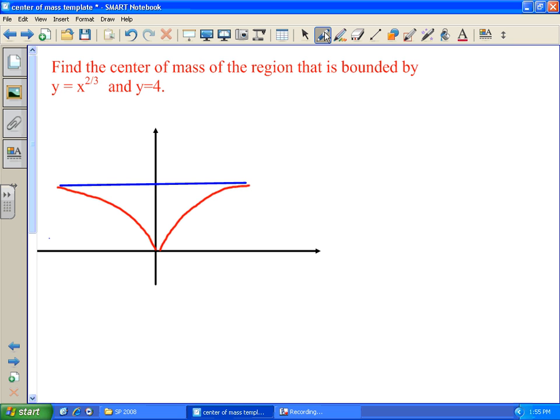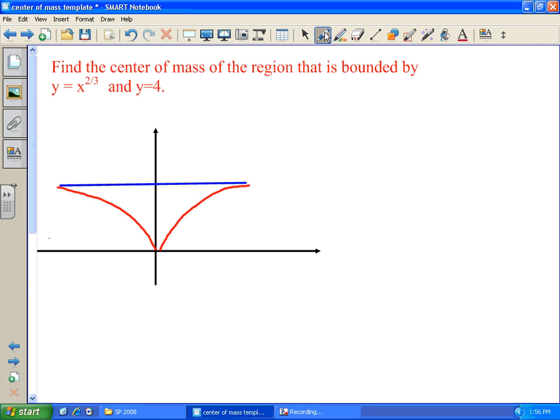Find the center of mass of the region bounded by y equals x to the 2/3 and y equals 4. I did not give you the intersection points because I know you can find them by setting the two equal to each other. Also, before you go too far into the problem, to save you some time, once again, notice there is some symmetry here.